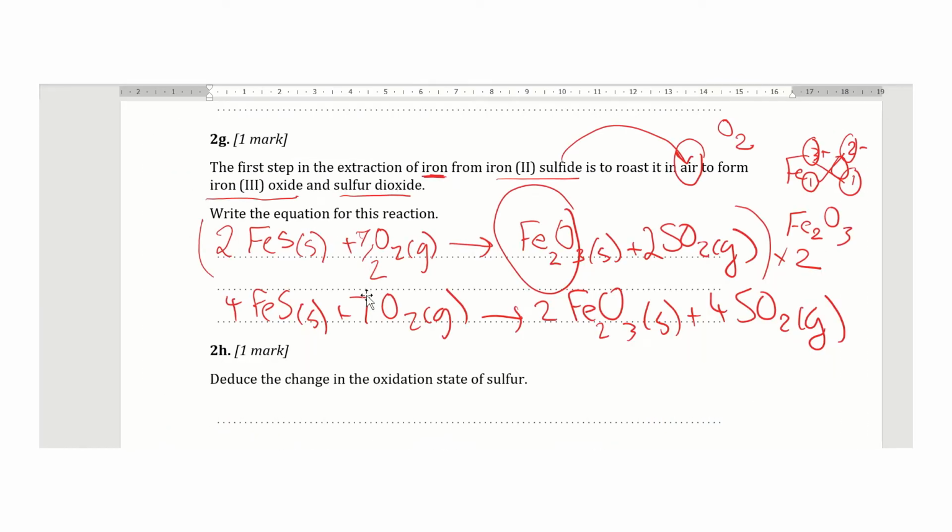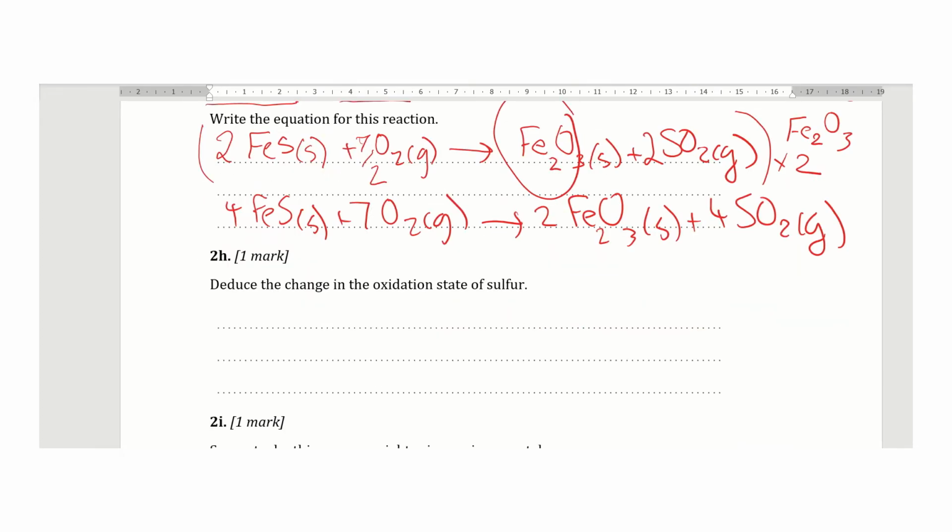Fractions. Try to make them whole numbers, but the reason why I always do it this way is because it's easier to get rid of the 2 in the denominator when I multiply everything by 2. Okay, next question. Deduce the change in the oxidation state of sulfur. So here I started off with iron sulfide. So here it's asking me to deduce the change of oxidation state of sulfur.